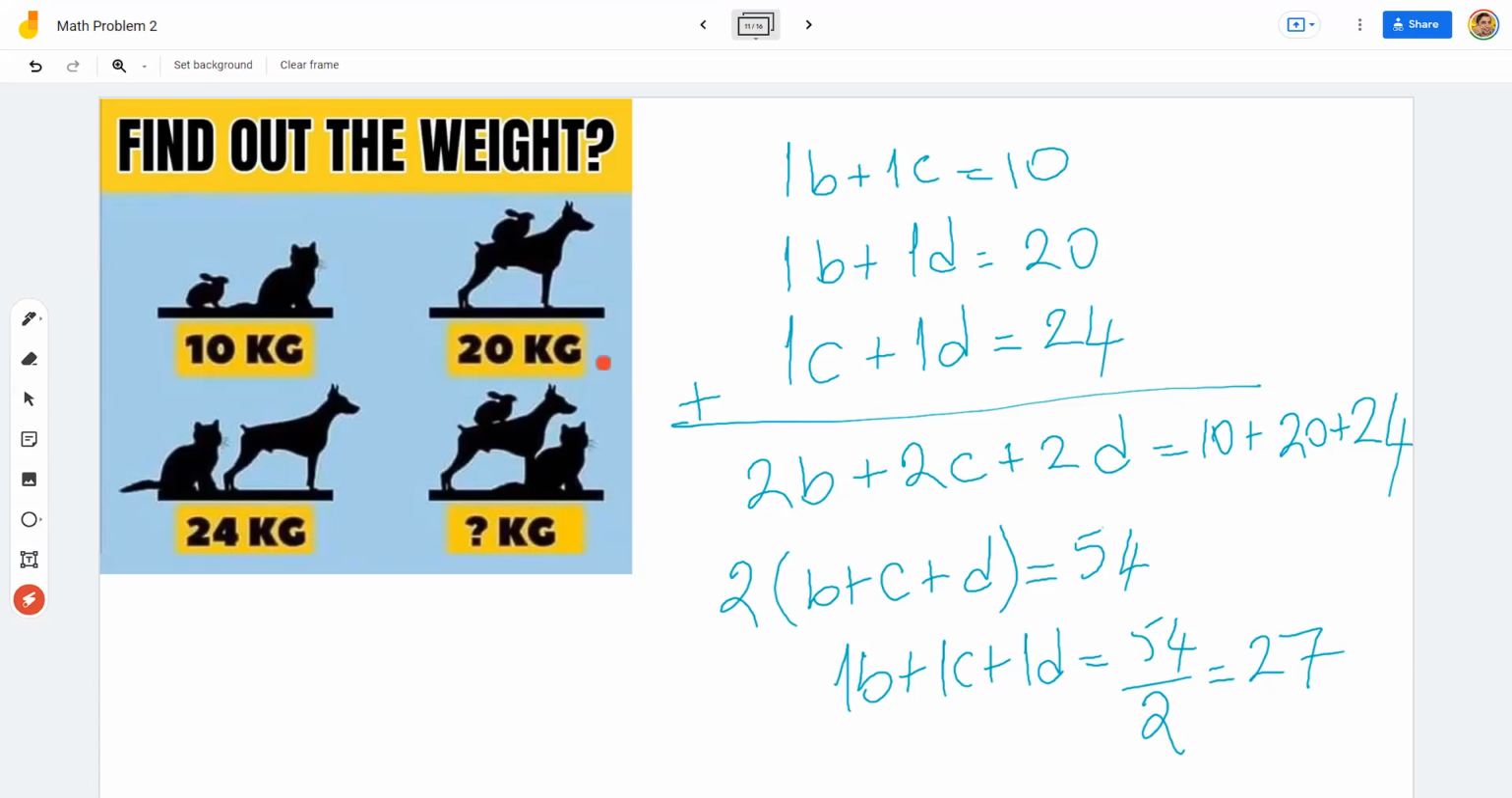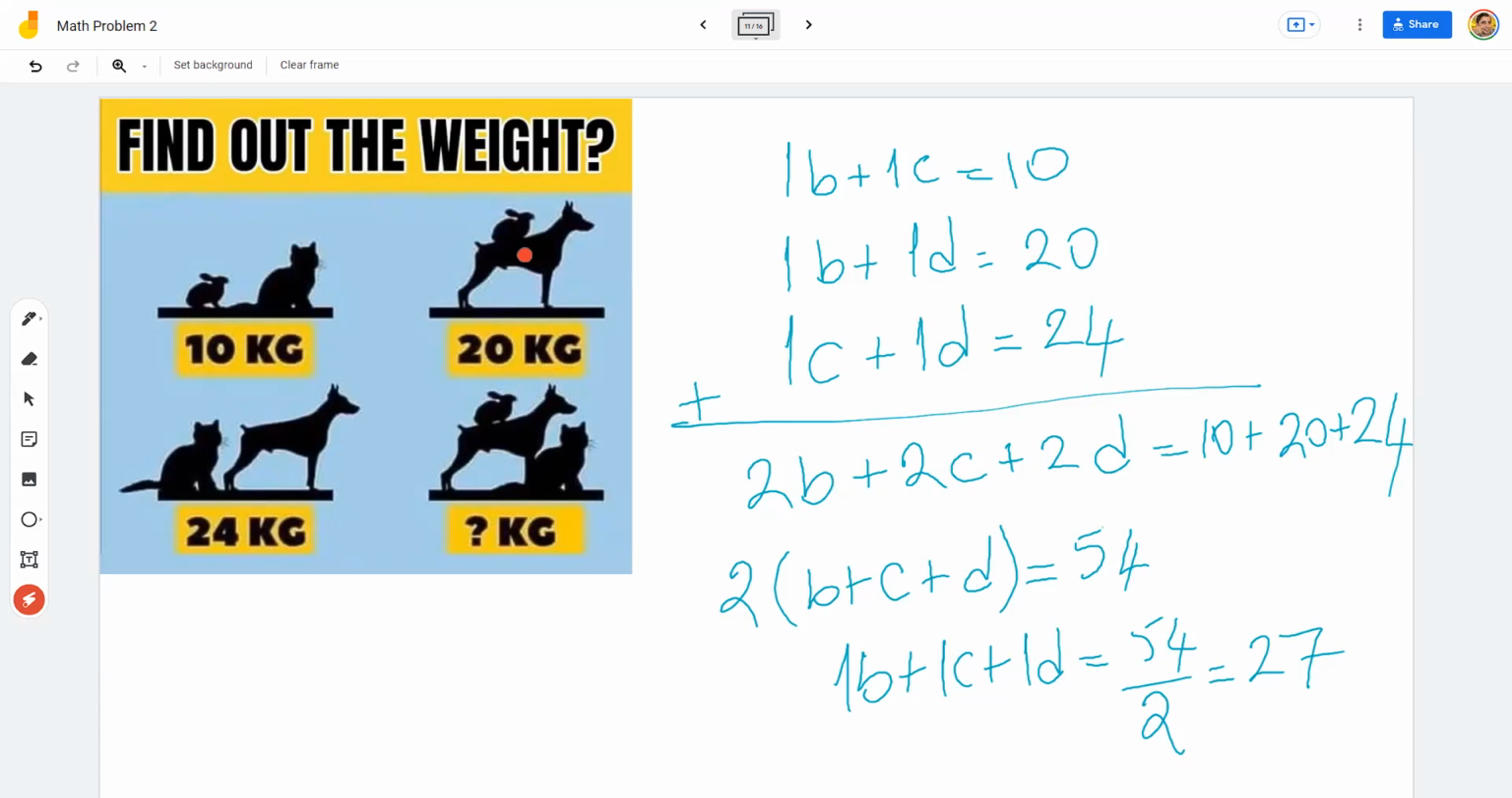This is a common social media question. This can be solved using logic, or we can set equations for each picture and solve together. So for the first shape, we have a bunny and a cat. So 1 bunny plus 1 cat is 10 kilograms. So we can make it simple. 1b plus 1c is 10.